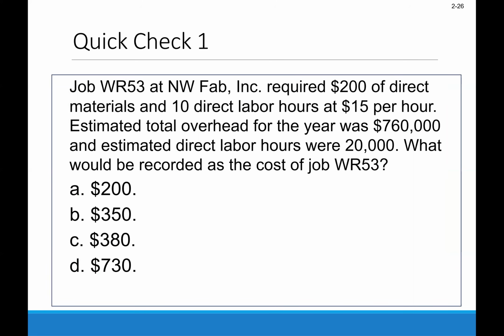So guys, I want you to look at this one. Job WR53 at NW Fab required $200 of direct materials, 10 direct labor hours at $15 an hour. We estimated total overhead for the year to be $760,000 and estimated direct labor hours were 20,000. What would be recorded as the cost of job WR53? I'm going to give you guys a minute and tell me what you think.